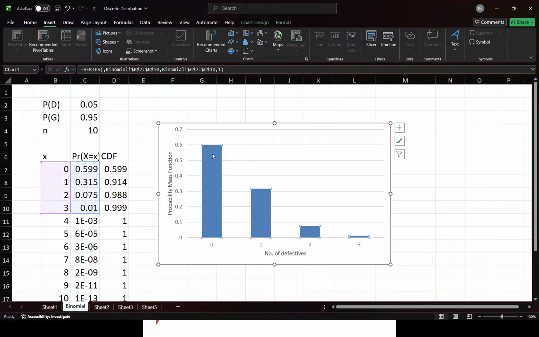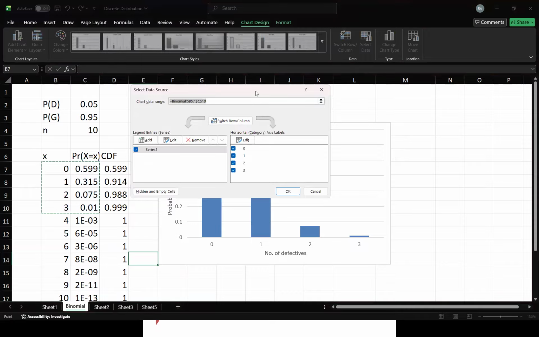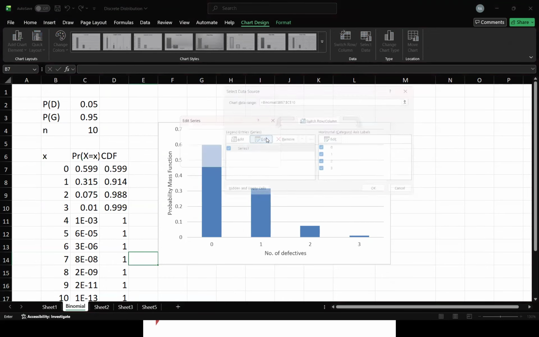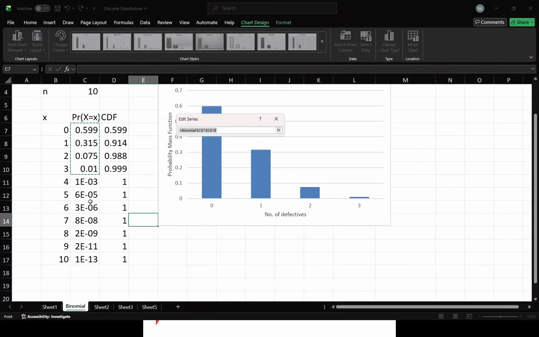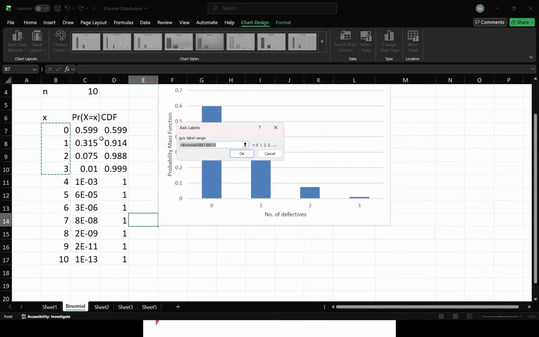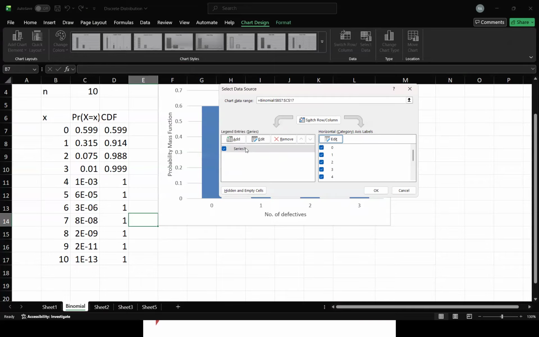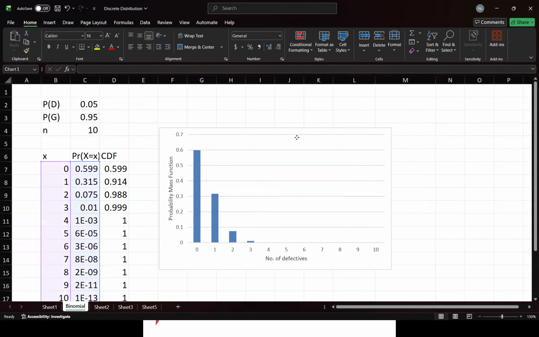So let's update this one as well. I have to get to the select data option. It requires editing the values, so it should be expanded towards these values. Likewise, the x values need to be edited to encompass all the possible values. So the distribution would look like this.